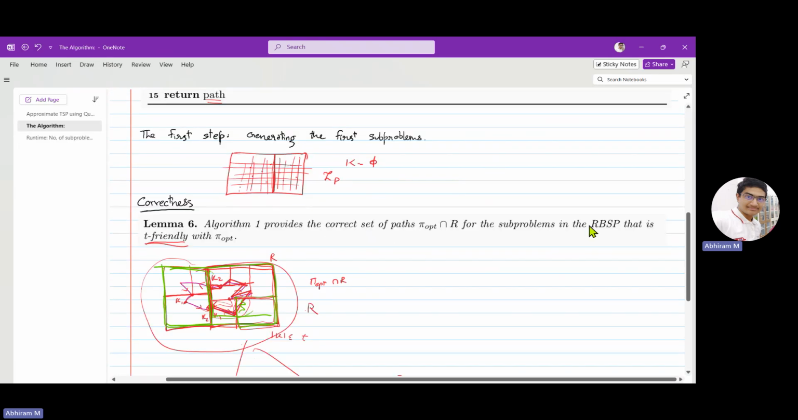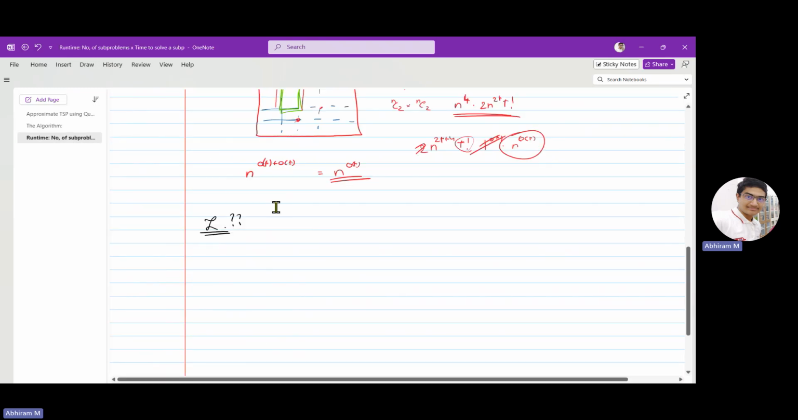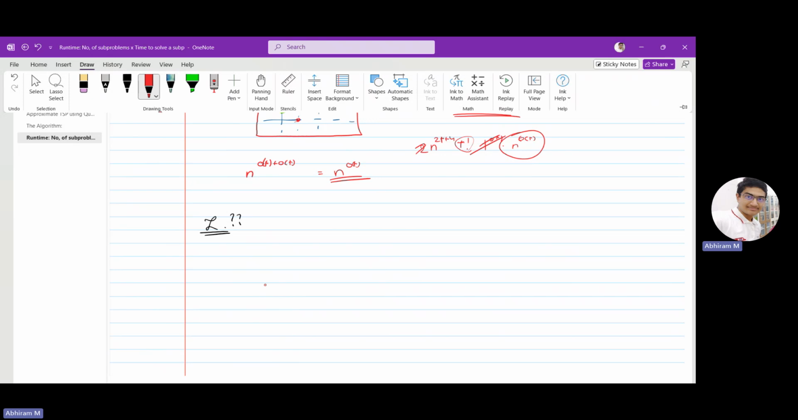So you said that if there's any RBSP that is t-friendly, we are going to find it. Well, how can I say that if I'm not considering every possible RBSP? I'm only considering RBSPs which have cutting lines in L. So why can I still confidently say that? It is because of the equivalence of some RBSPs. Okay, here we are.